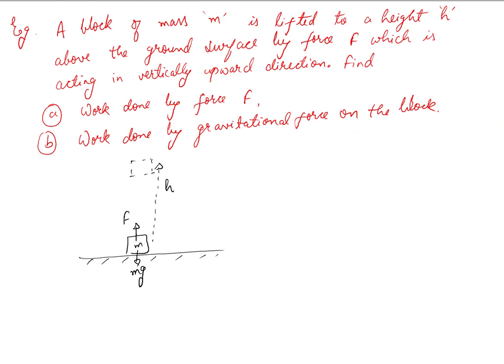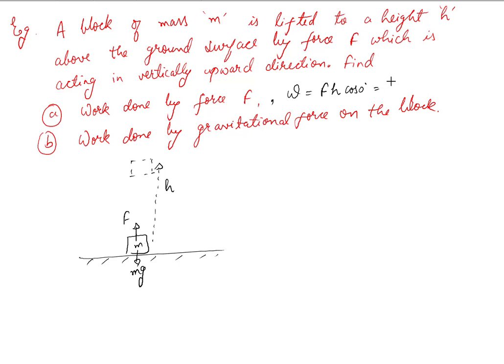The next example: a block of mass m is lifted to a height h above the ground surface by a force F which is acting in the vertically upward direction, and we have to find the work done by this force F and work done by gravitational force on this block. So work done by this force F on the block will be equal to magnitude of force into magnitude of displacement into cos of angle between force and displacement, and in this case the angle between force F and displacement is equal to 0 degrees.